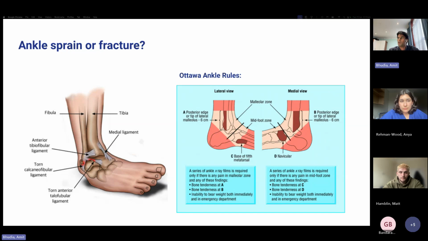And then your Ottawa ankle rules are basically three things. So if they have inability to weight bear for 4 steps, tenderness over the lateral malleolus, that's the bony bit that sticks out of the ankle, and then tenderness over the medial malleolus. If they have any one of those things, that qualifies sending them for X-ray. And these apply up to 1 week after the injury occurred. So even if they come in a couple of days after they've done their ankle in, you still apply these.